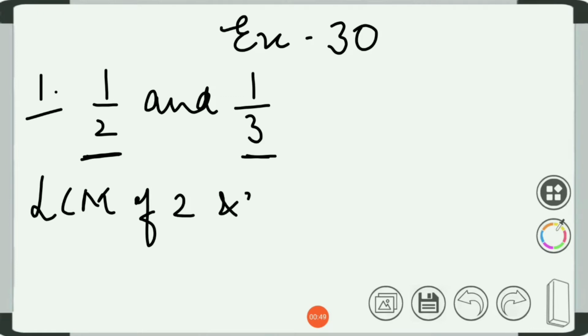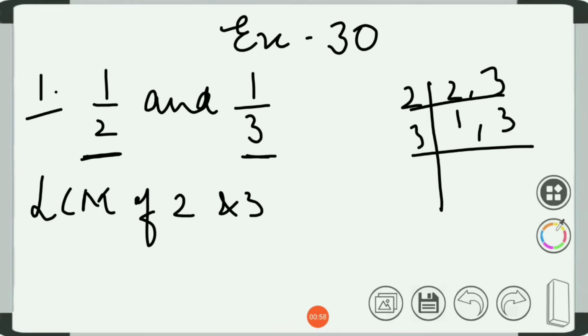2 and 3. First take the LCM with the lowest number. 2 ones are 2. Write 3 as it is. And with the 3, 3 ones are 3. So we have 2 into 3 is equal to 6. So we have a common denominator now, 6.